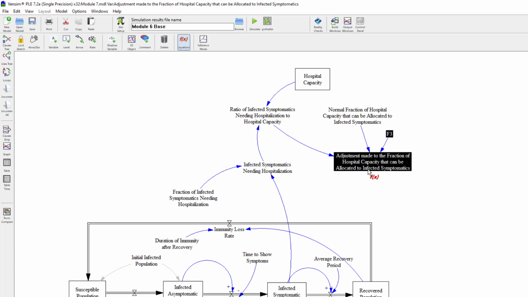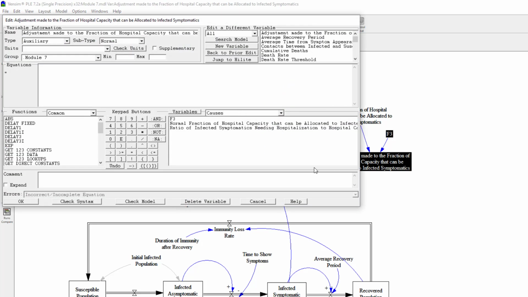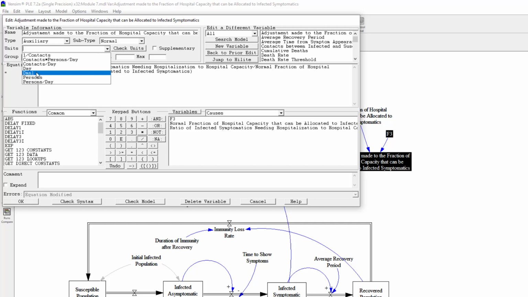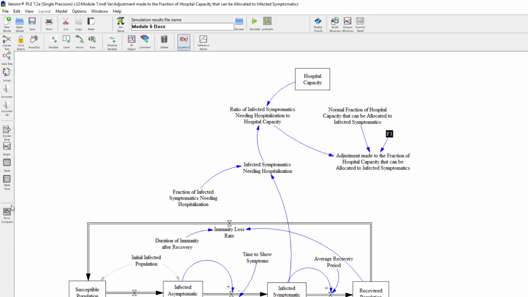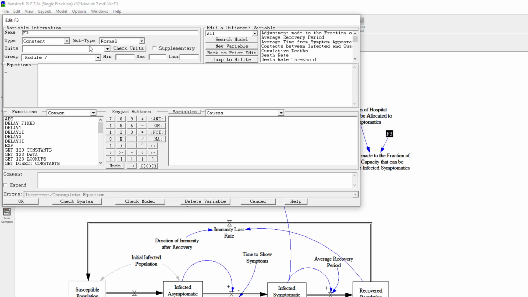So click equation, okay, and you're going to click this, and it's going to use the table function F3, and then the input or x-axis of that table function is going to be the current ratio of infected symptomatics needing hospitalization to hospital capacity over the normal fraction. Okay, the unit's going to be dimensionless. Okay, now F3 is going to be a lookup function, so we change to lookup.